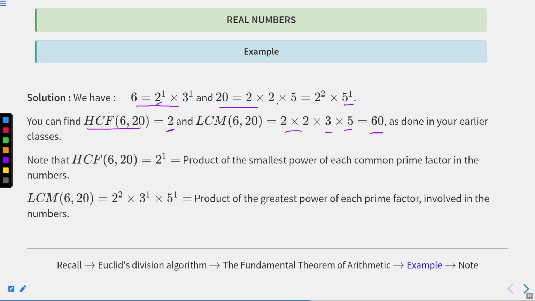Okay, so note that the HCF of 6 and 20 is equal to 2 to the power 1, and this is equal to the product of the smallest power of each common prime factor in the numbers. And the LCM of 6 and 20 is equal to 2 squared into 3 to the power 1 into 5 to the power 1, and this is basically equal to the product of the greatest power of each prime factor involved in both numbers.